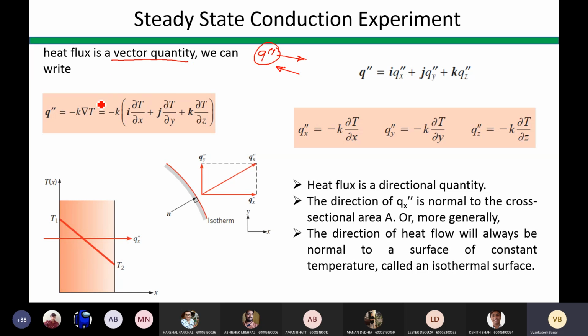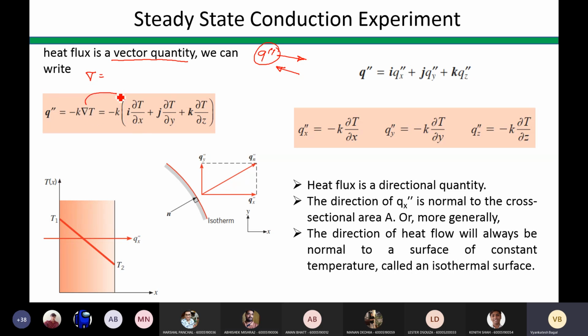So this can be written in vector form now. So Q double dot, heat flux, can be written as minus K del T. Now what is this del? You know this. What is the del operator? So it is dou by dou x plus dou by dou y plus dou by dou z, right? Del operator. We must have studied it in mathematics.